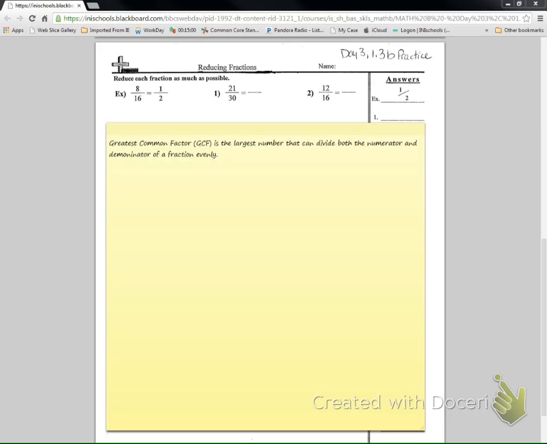Alright, we're trying to reduce the fraction 21 over 30. So I'm going to write 21 and 30. You might want to do these either on a scrap sheet of paper or on your notes pages for each one of these. Sometimes they'll repeat very frequently, so you don't want to have to write all the factor pairs over and over again.